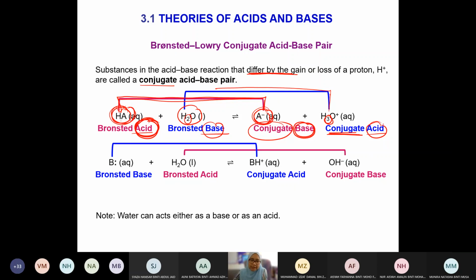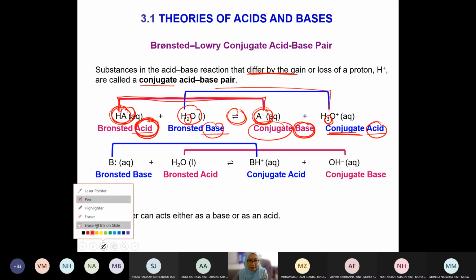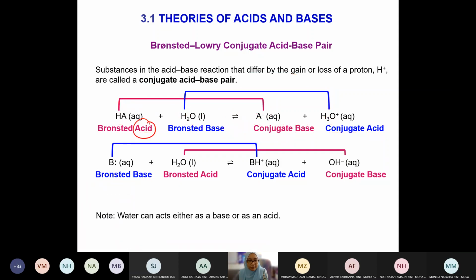Alright, okay, to make it easy, after the reaction is finished, you add the conjugate. After the arrow, you have to add in the conjugate. Don't think too much, just memorize it. If this is acid, its pair must be base. Don't forget the conjugate because it is after the arrow. Acid, its pair is base. Base, its pair is acid. This one is Bronsted, this is the conjugate acid.